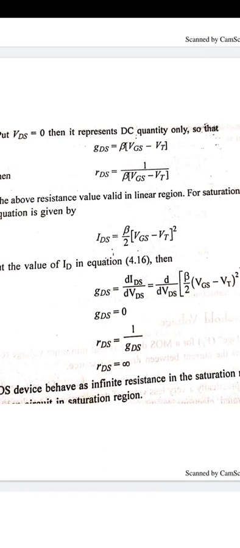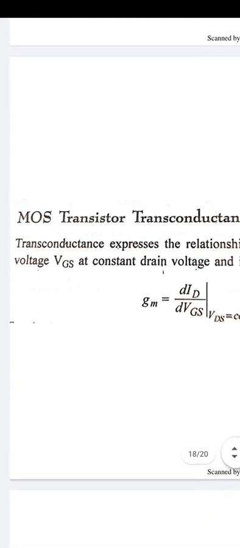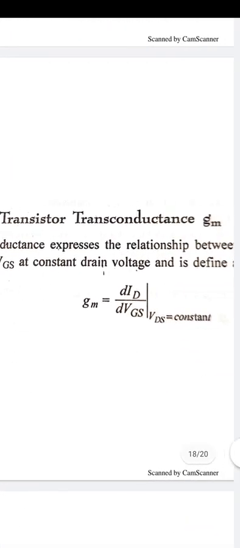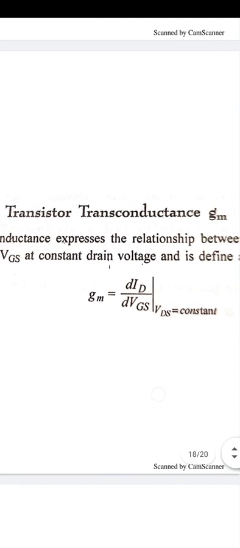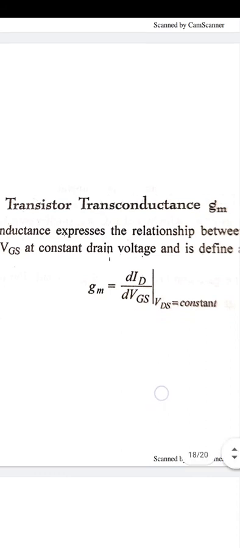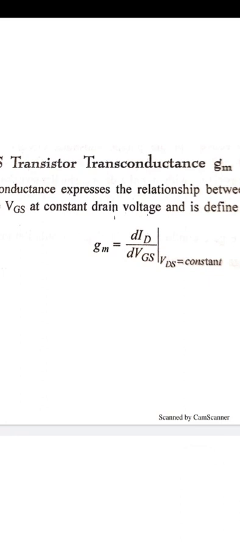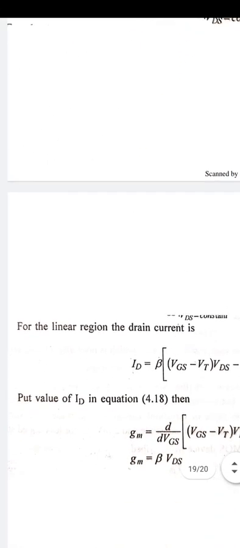So next I will calculate the MOS transistor transconductance. Transconductance is basically the relationship between the drain current and the input gate to source voltage at a constant drain voltage. That shows the GM relationship: GM is equal to del ID by del VGS when VDS is equal to constant. So we calculate the transconductance value for both regions, non-saturated and saturated regions. First we calculate it in the linear region, that is the non-saturated region.